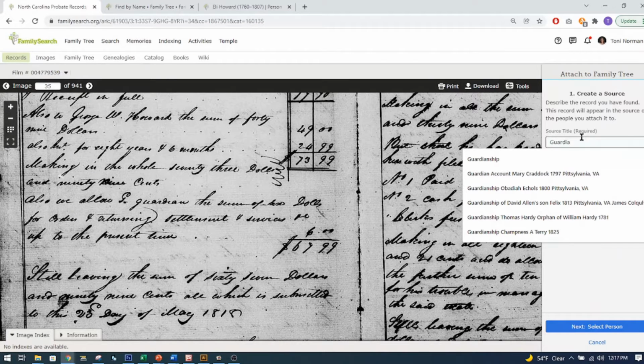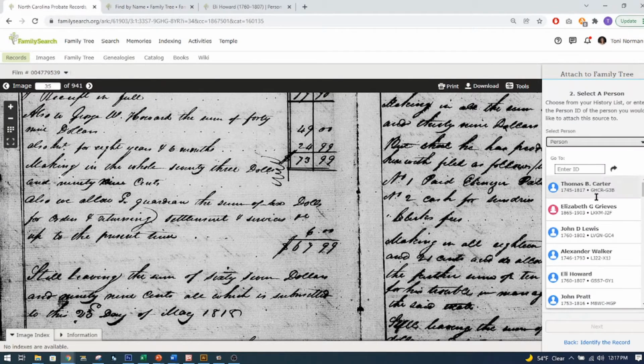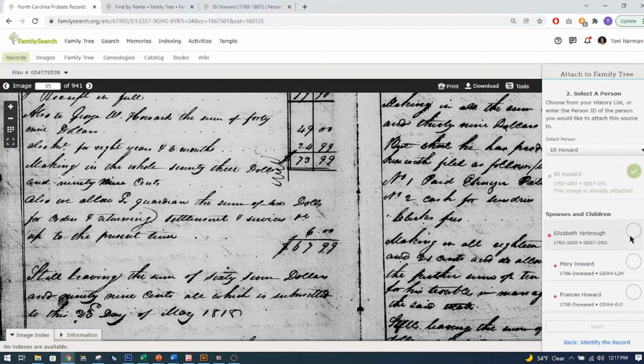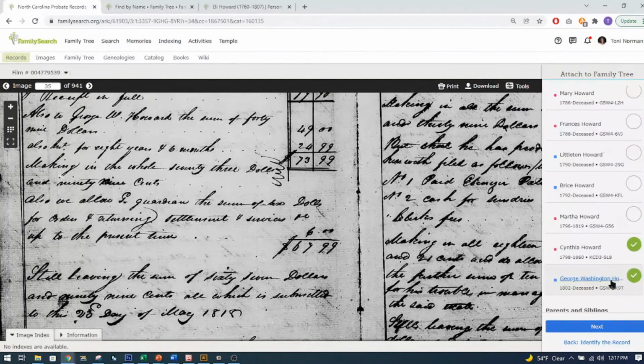Guardianship of Eli. Okay, it should have come up. I don't remember how I put minors. There it is. Okay, so we have that, and we select, and I'm going to go back to Eli Howard. And it shows that it's kind of blocked out a little bit. That means that's already attached. Okay, and here we go, Cynthia and George. So I can go ahead and attach those.